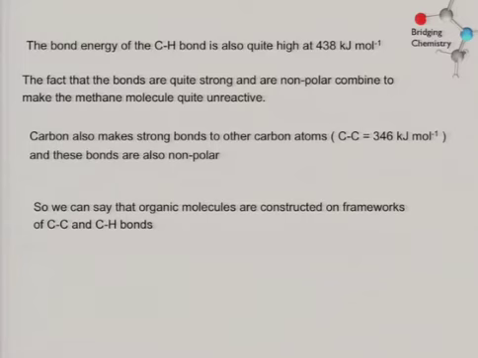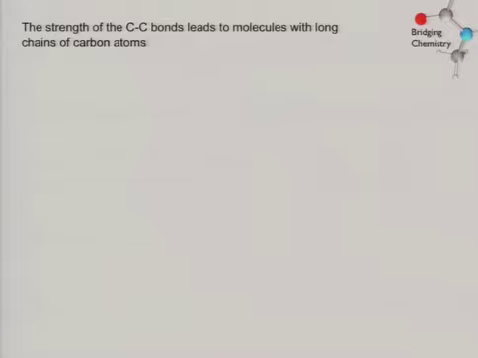And so what we then find is that these organic molecules that we're going to be talking about are built from frameworks which consist of carbon-carbon and carbon-hydrogen bonds. And these frameworks tend to be unreactive. The reactivity comes from other things which are attached to this framework, but the framework itself tends to not be that reactive. Because these carbon-carbon bonds are quite strong, you get organic molecules which have long chains of carbon atoms, where all the carbon atoms are joined together.